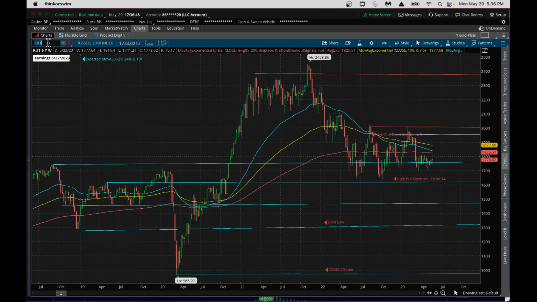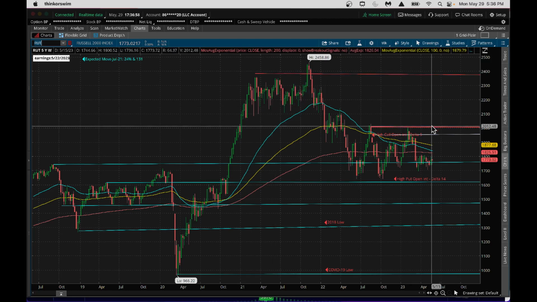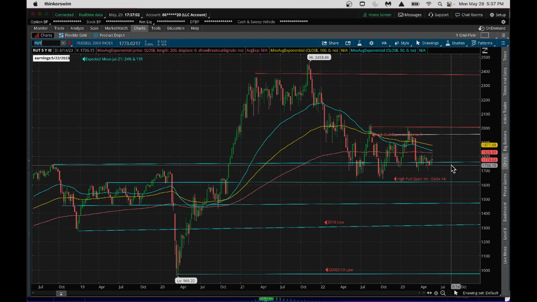So what I've done here is I've looked at a couple of levels. We got a resistance level at the top here at 2383, and we got one more resistance level here at 2000. And right now we are stuck around 1773, and we got a few support levels as you can see here, and a few more here. And look, I've put a 200-day moving average right here.